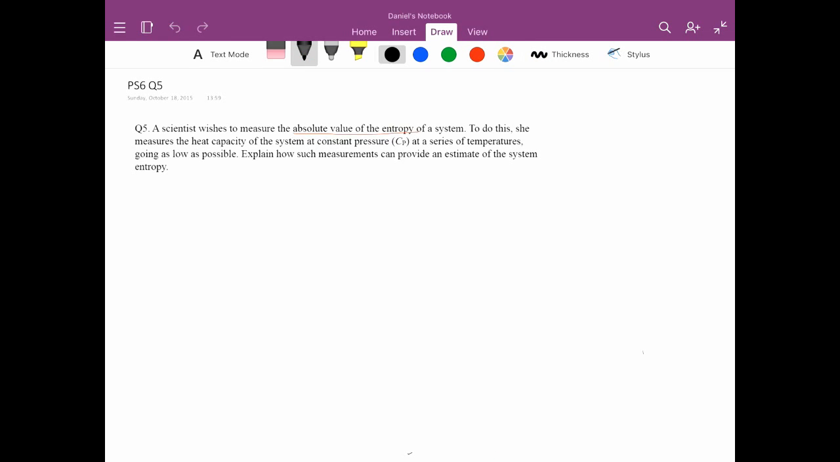So the absolute value of entropy is the entropy change from 0 degrees Kelvin to a specified temperature, which we'll call T2. And the third law of thermodynamics states that this term here equals 0. That's a definition that allows us to provide a scale to entropy.